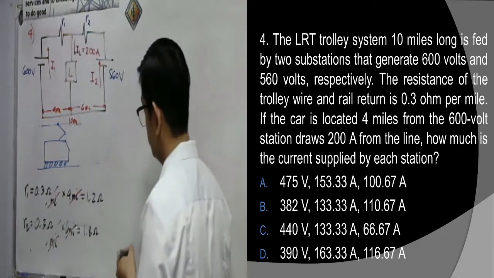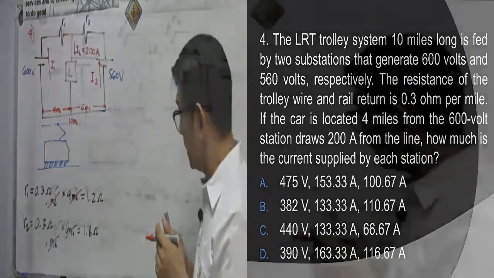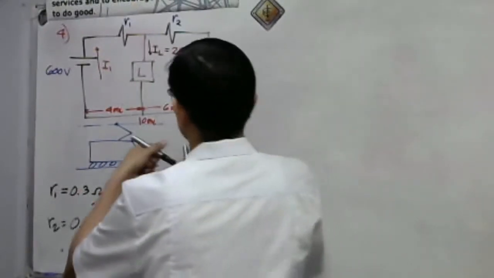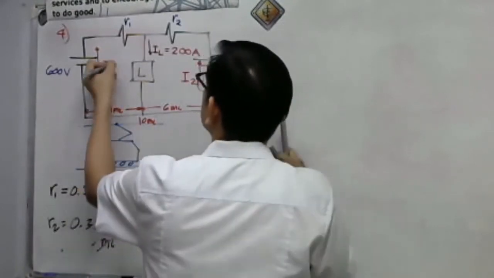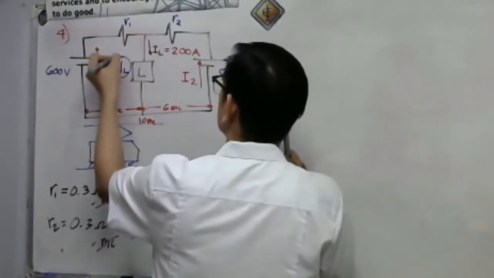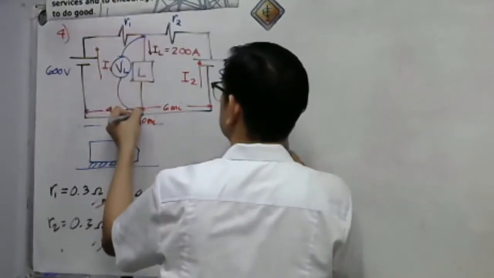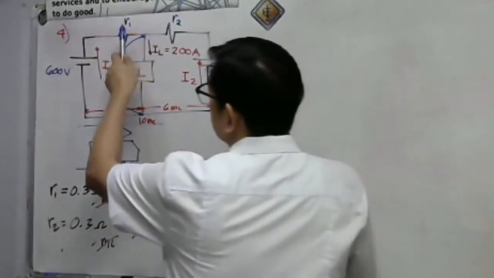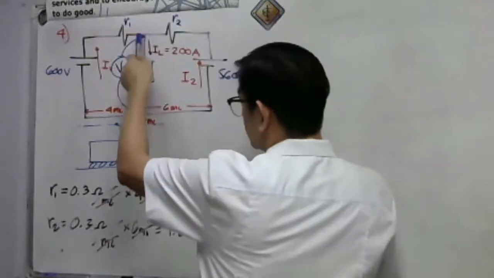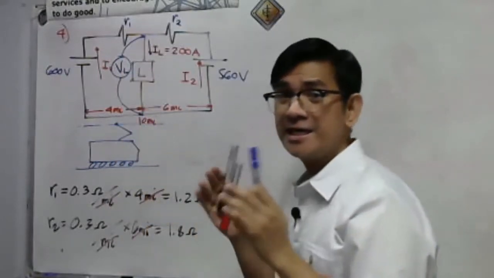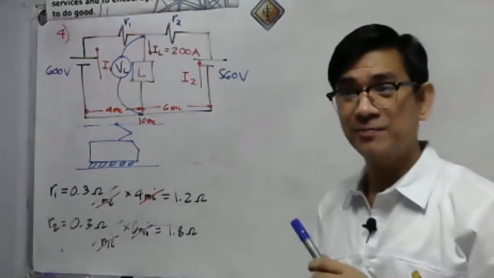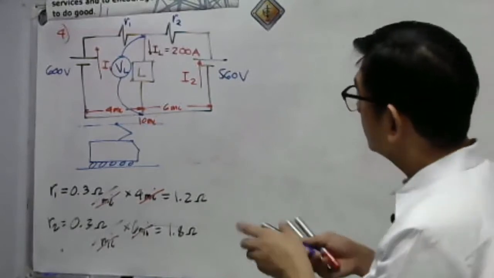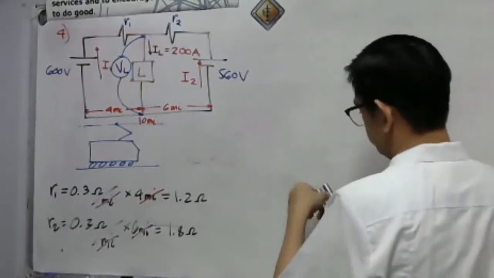So, take a look here. I'll be using Millman's theorem to solve the load voltage. Let's say we have a voltmeter here to solve the voltage at the car. See here, take a look, there are 3 branches. They are purely in parallel. So let us get our V sub L.